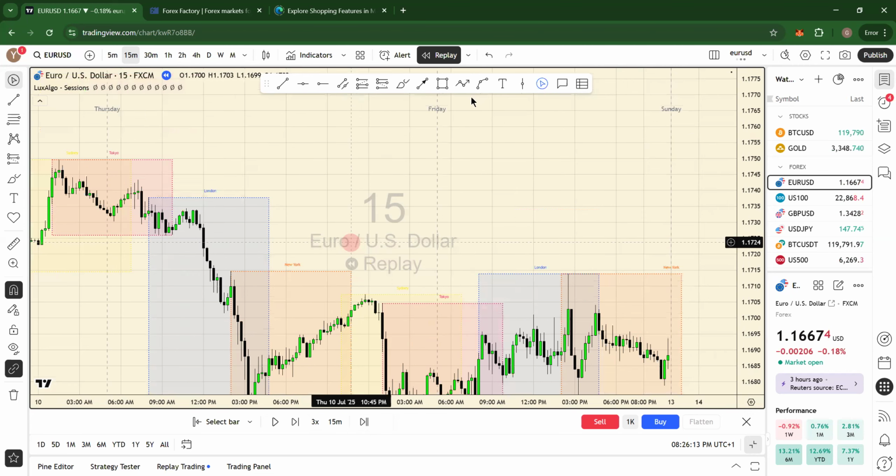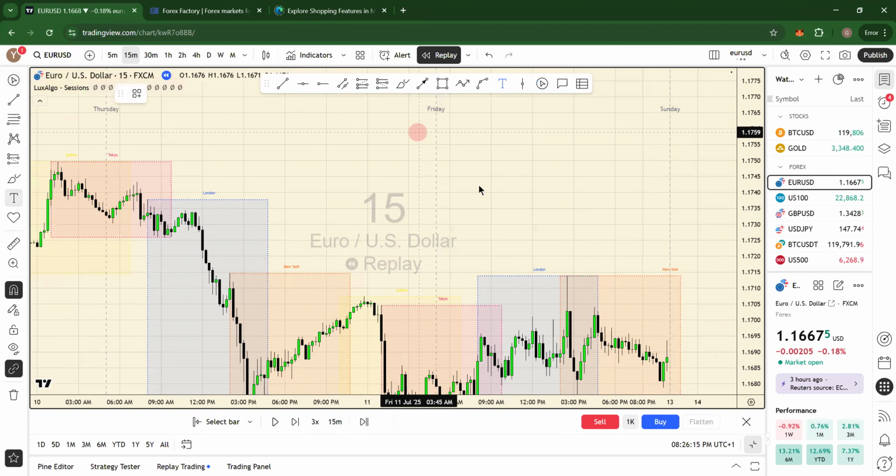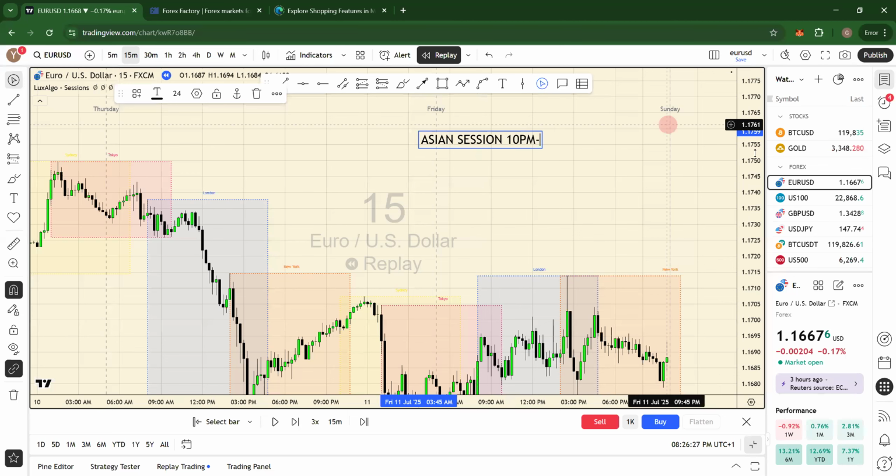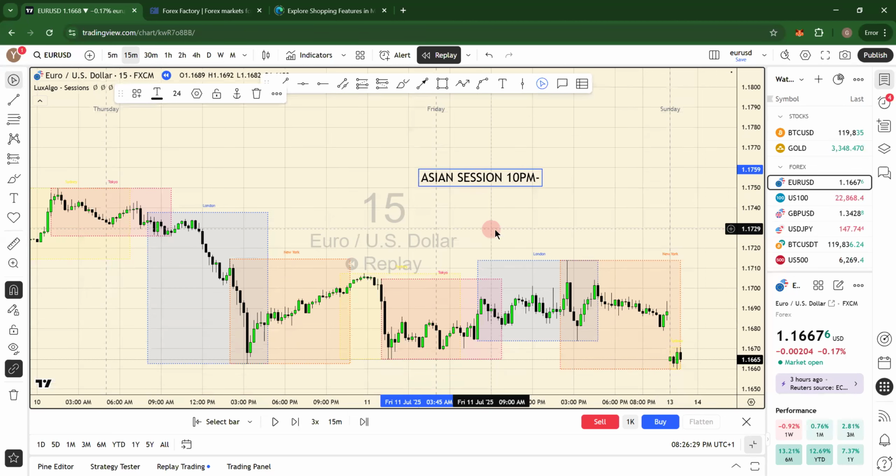So let me put it down so that you guys can write it down. We have the Asian session, which starts at what? 10 p.m. It starts at 10 p.m. to what time? This is the Tokyo session. It starts at 10 p.m. and it goes right up to 9. But now, it actually overlaps with what?